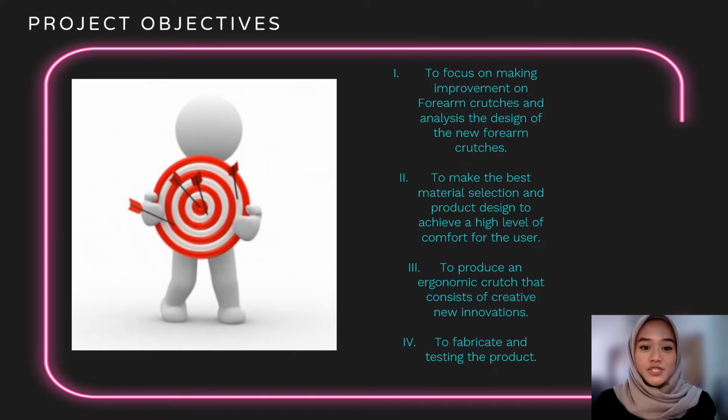Objectives are made in order to achieve the aim of this project, and they are as shown. To focus on making improvement on forearm crutches, analyse the design of the new forearm crutches. To make the best material selection and product design to achieve a high level of comfort for the user. Next, to produce an ergonomic crutch that consists of creative new innovations. And lastly, to fabricate and test the product.